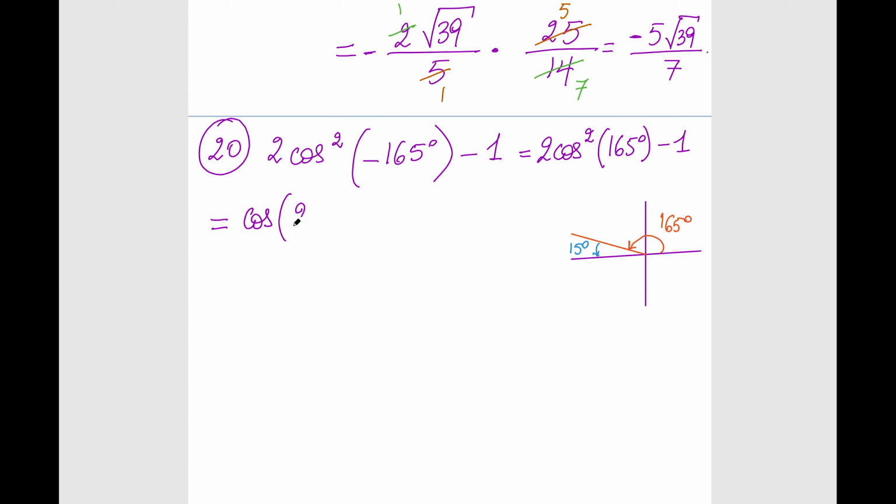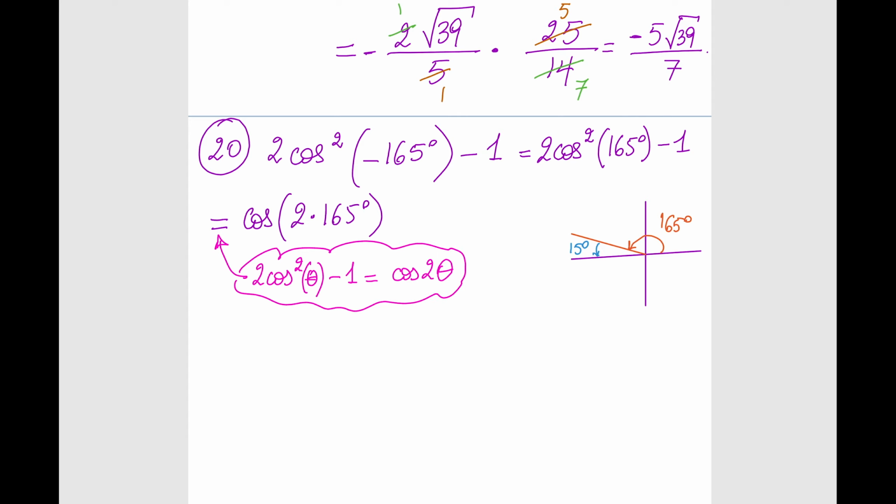So that's equal to cosine of twice 165 degree. And let me be very, very clear here, because what am I using? I'm using that 2 cosine squared of theta minus 1 is equal to cosine of twice theta. That's what I used.